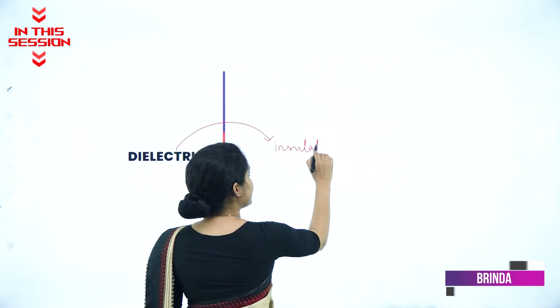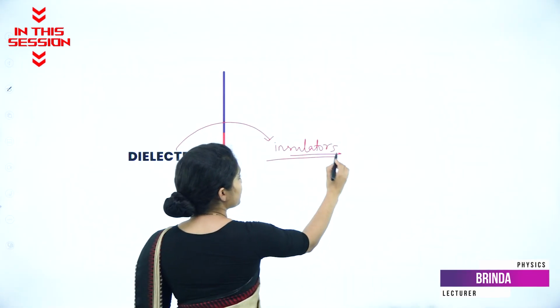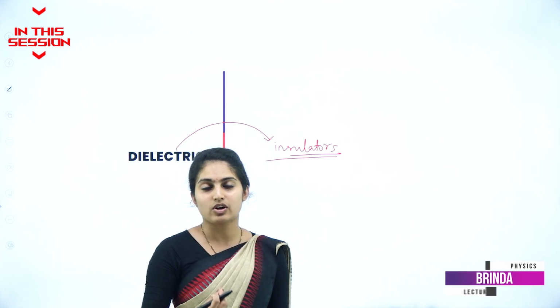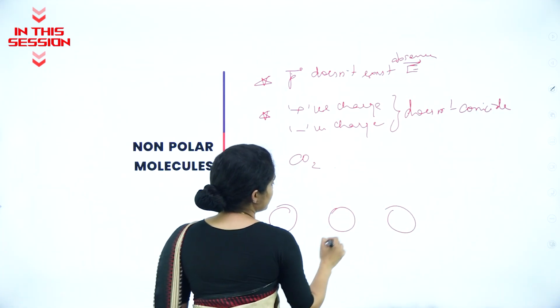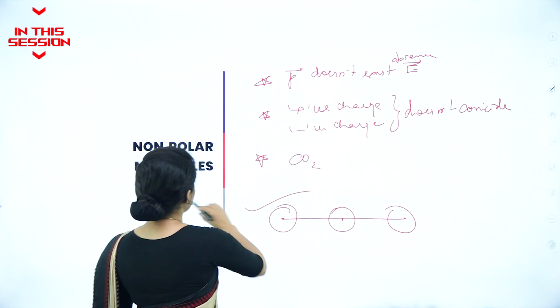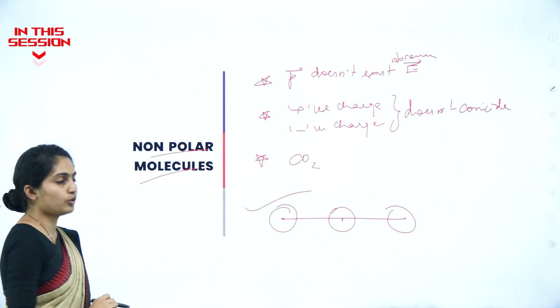Dielectrics are the insulator type, which does not allow the flow of any sort of electrons and charges through it, and is called a dielectric. Carbon atoms outside and oxygen atom inside, so all three coincide in one single line. That is why it is called an example of non-polar molecules.